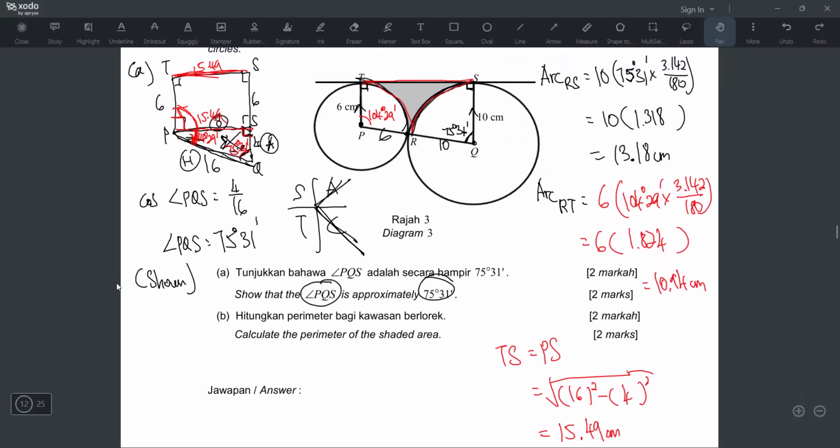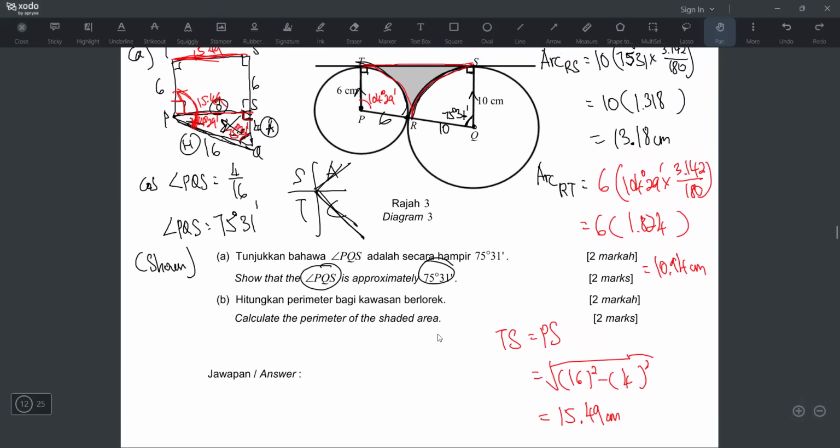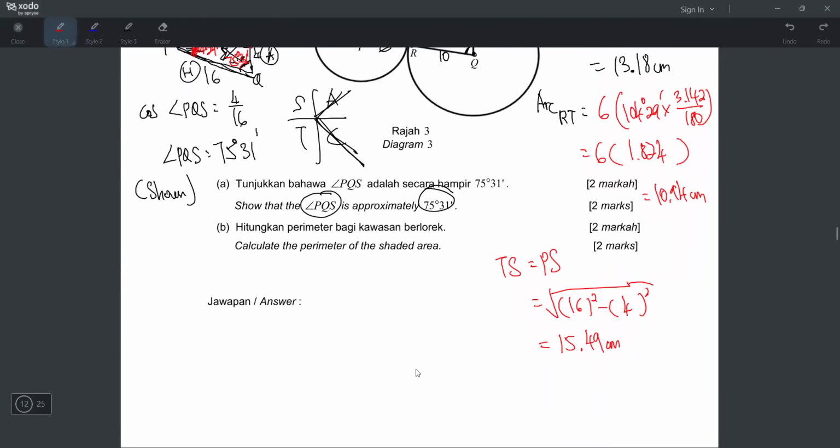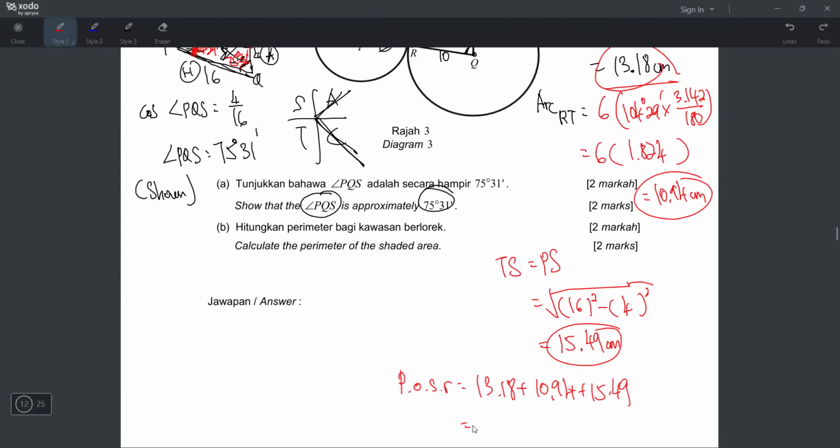After doing all these three lines, now we can add everything together. So we have the perimeter of the shaded area equals the first arc, second arc, and then the line: 13.18 plus 10.94 plus 15.49. Add everything, press that in your calculator, you get 39.61. And the unit is in cm, because everything is in cm.